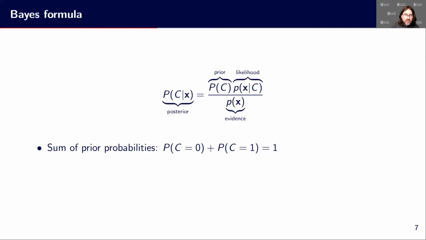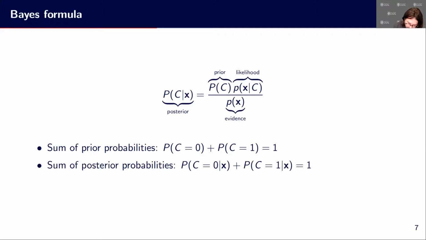If we assume that there are two possible classes, C equal to 0 and C equal to 1, and these are the only two outcomes, then the sum of the probability of getting something from class 0 plus getting something from class 1 is equal to 1. So P(C=0) plus P(C=1) is equal to 1, because there are no other classes.